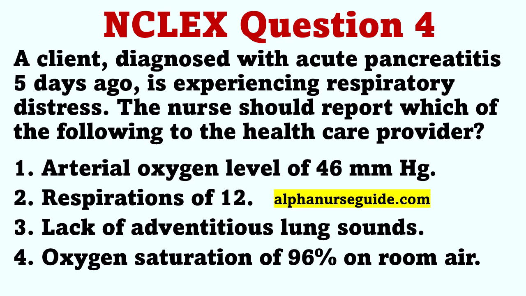The correct answer is 1. Manifestations of adult respiratory distress syndrome secondary to acute pancreatitis include respiratory distress, tachypnea, dyspnea, fever, dry cough, fine crackles heard throughout lung fields, possible confusion and agitation, and hypoxemia with arterial oxygen level below 50. The nurse should report the arterial oxygen level of 46 to the healthcare provider.